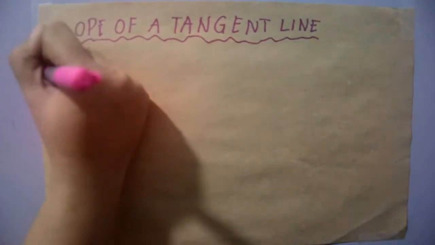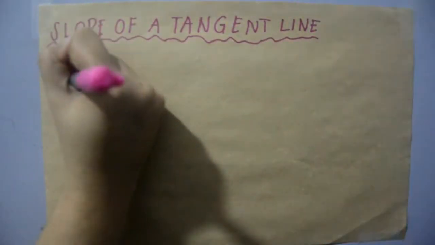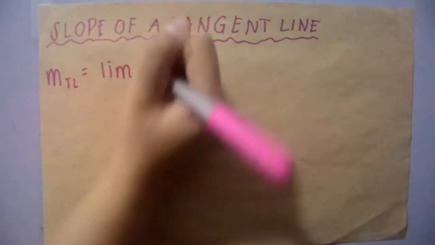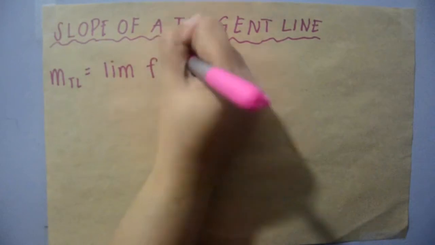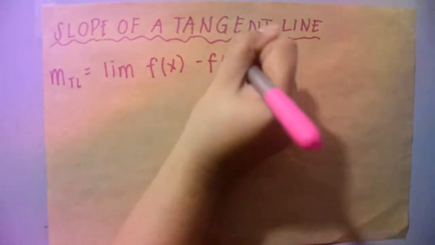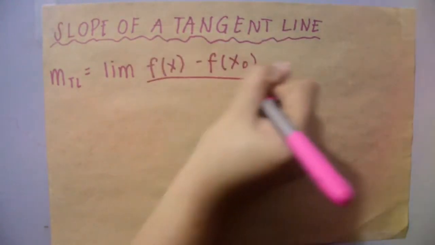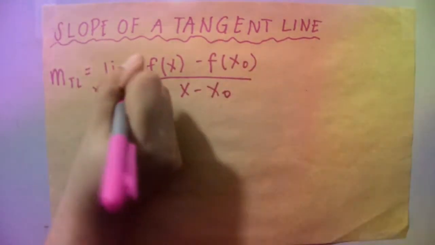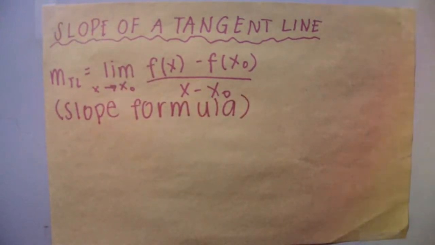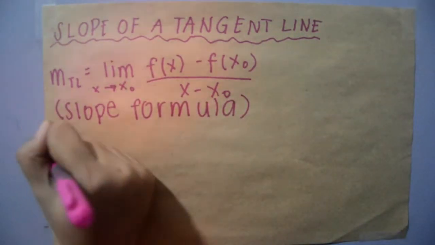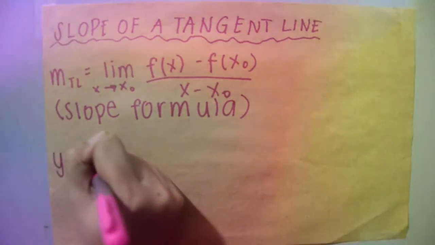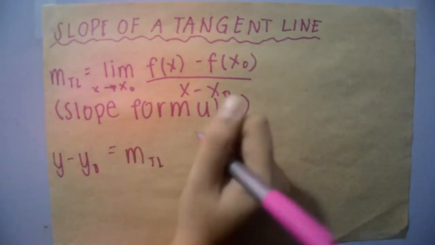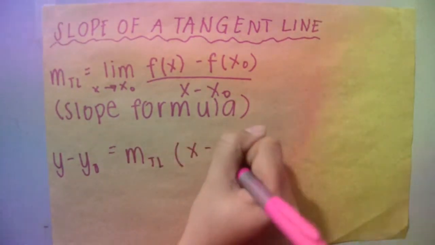The slope of a tangent line. The slope of a tangent line is equal to the limit of f of x minus f of x sub 0 all over x minus x sub 0 as x approaches x sub 0. So this is the slope formula. On the other hand, y minus y sub 0 equals the slope of the tangent line times the quantity of x minus x sub 0 is the equation of the slope.